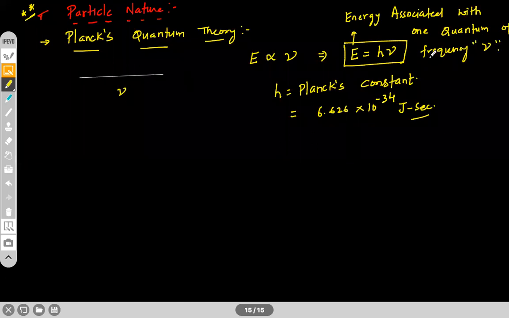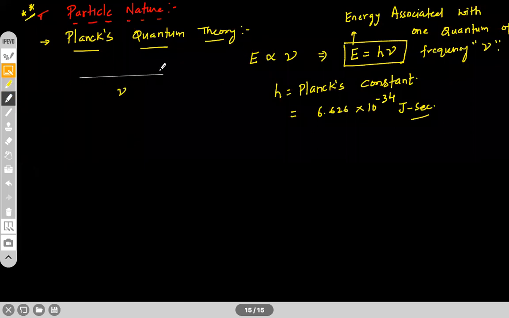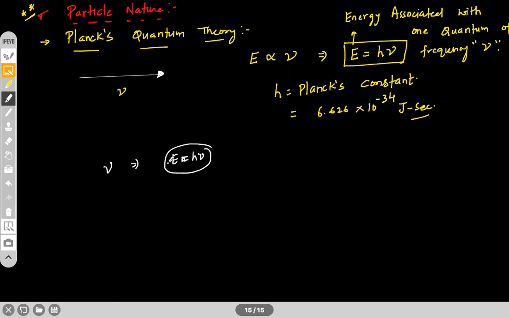Now, try to understand this. If I write E equals h nu, what does it mean? We have a radiation of frequency nu, but when we say E equals h nu, it means the energy of this radiation is h nu. Suppose you have a light source, a torch, or the flash of your phone. The light that comes out of that source is of frequency nu and its energy is E equals h nu. So how do we relate this energy with the light that is coming out of any source?